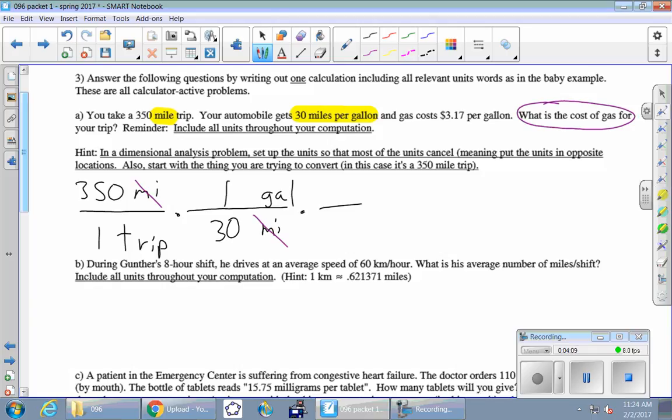Times one more fraction. I don't like gallons, so where should we put it? On the bottom. I am looking for something else I can put up here that relates to gallons. There is one appearance of the word gallon in this problem. It says it costs $3.17 per gallon. So what are the corresponding units up here? Dollars.